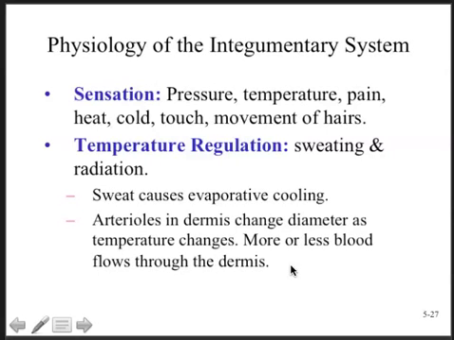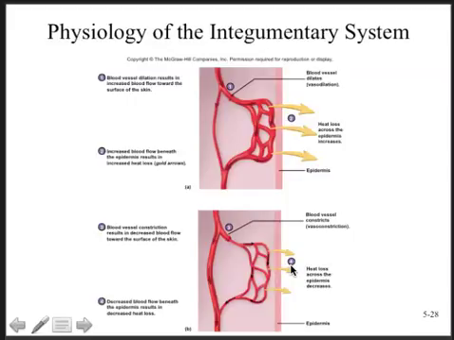The arterioles in the dermis change diameter as the temperature changes. They will vasodilate when we're trying to cool the body down, and they'll vasoconstrict when we're trying to warm the body back up. And here you can see an example of how this operates. Here we have a blood vessel situated near the epidermal layer. Remember that the epidermal layer itself is avascular. It's the dermis and hypodermis that have a blood supply.